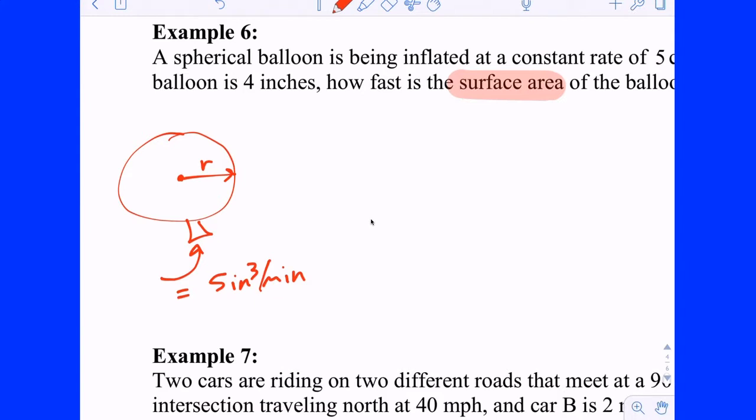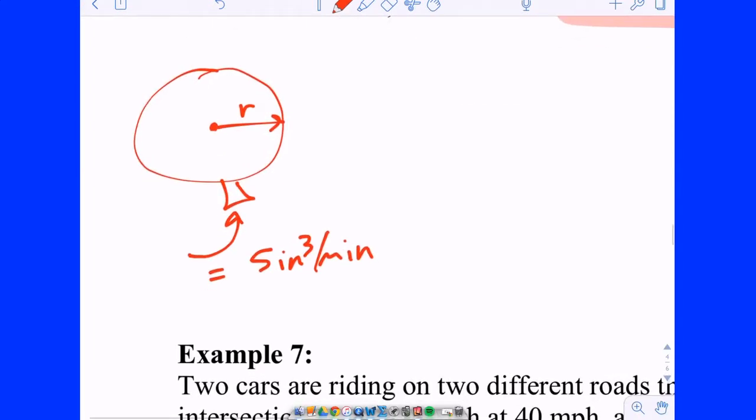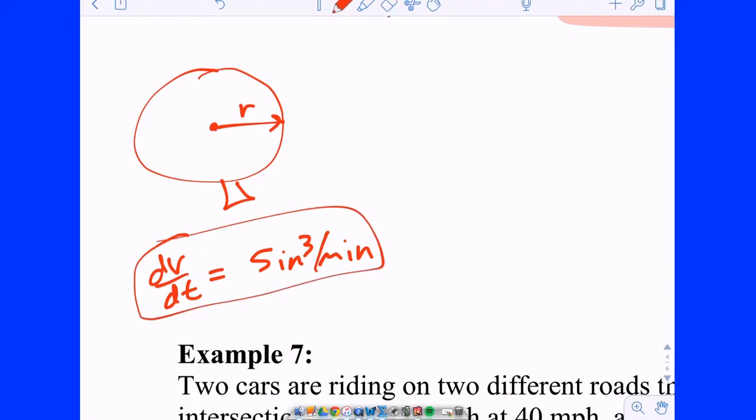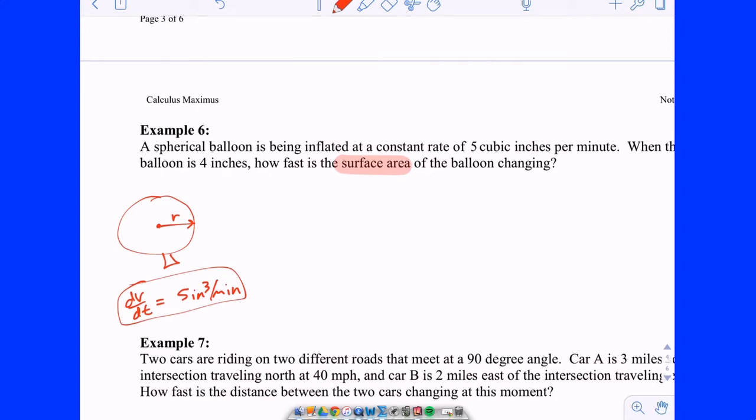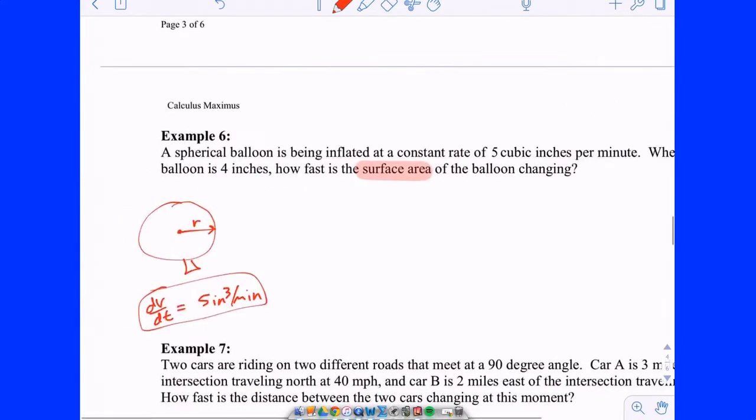Volume. Yeah, if you're not sure, just look at the units. Cubic inches is a measure of volume per minute. That's a unit of time. So I'm going to go ahead and call the volume V, and that then would be, in Leibniz notation, dV dt. And because we're inflating it, is it a positive or negative rate? Positive. Okay, so there's dV dt. Got it. The radius is really the only one we need when the radius is 4.